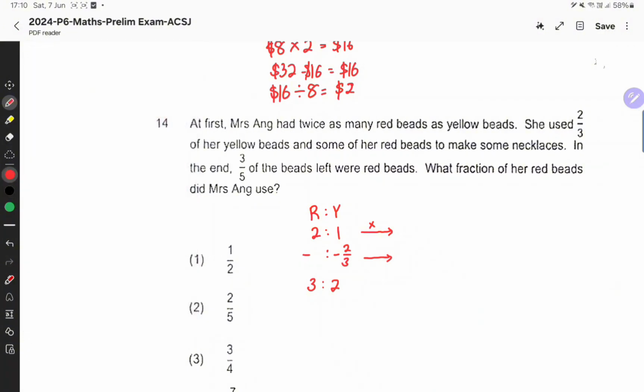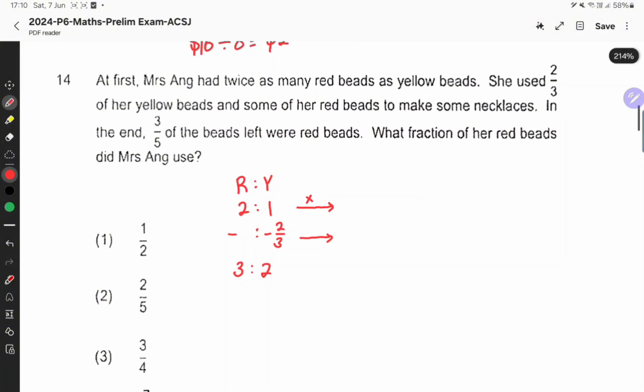Okay, so to figure out what number we need to multiply it by, we're going to do a bit of guess and check. Let's say I have a yellow bead, 1 unit over here, and I'm going to minus 2/3. Will I get 2 units over here? If I times 6 to make the denominator the same, because here will give me 3 times 2, so here will give me 6, and on top will give me 4. So you can see that 6 units minus 4 units, I will have 2 units.